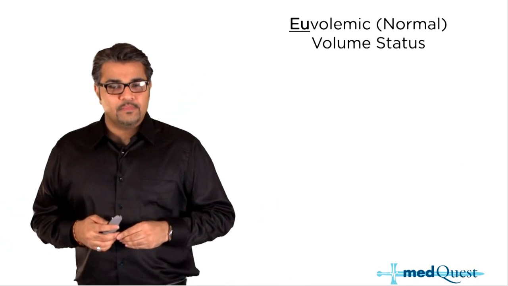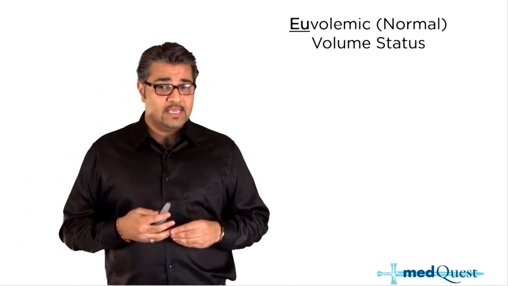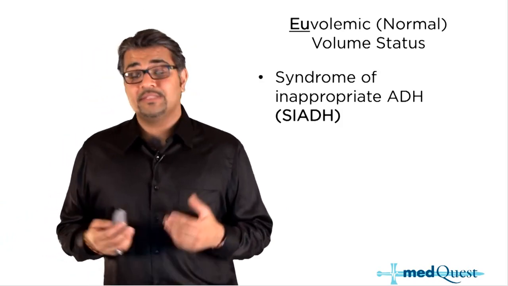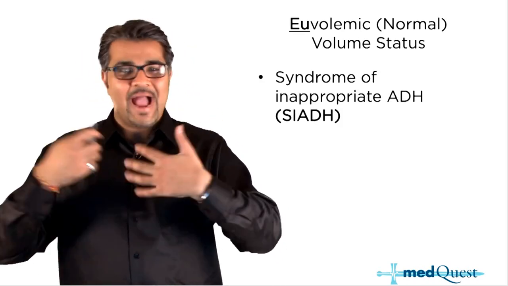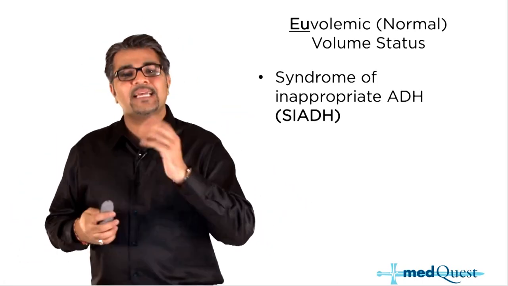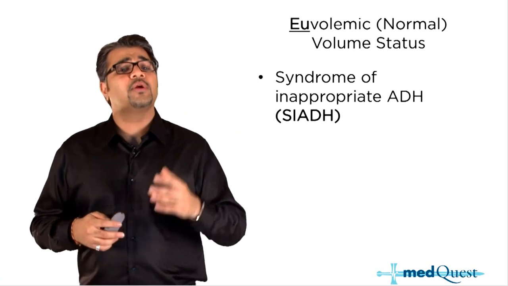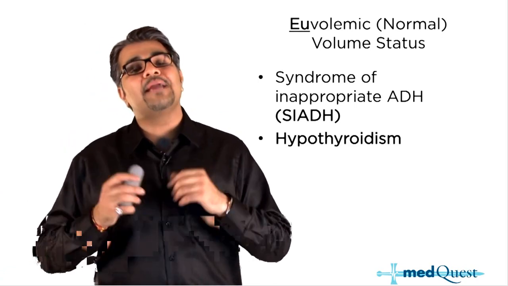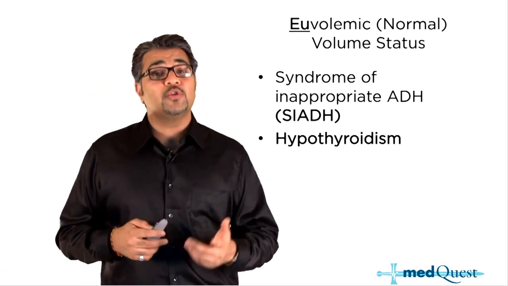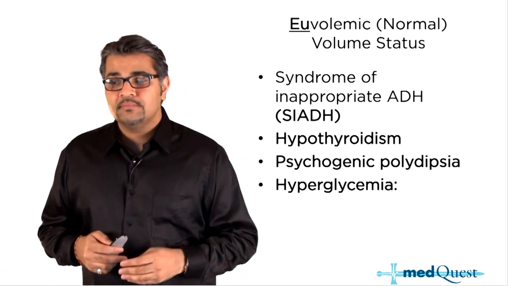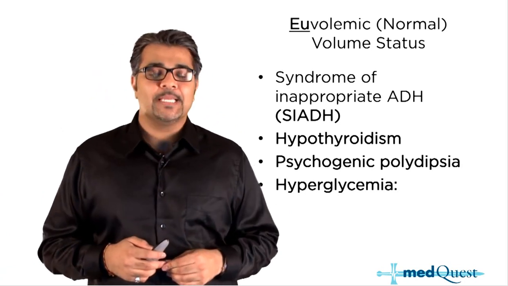Now the last form is a euvolemic, or a normal volume status, hyponatremia. The most common cause of this is SIADH. That's right, we love SIADH. It's one of those backward type models where you have to think inversely, right? Now what are some causes of SIADH? Well, we're going to go through those. But what's another form of euvolemic hyponatremia? Well, hypothyroidism causes a big problem. Another is psychogenic polydipsia, and lastly, let's talk about hyperglycemia.